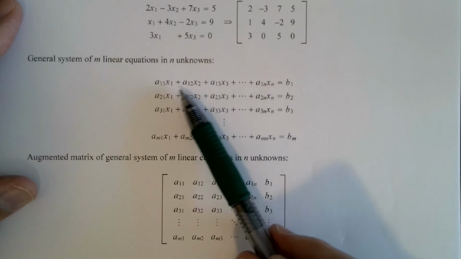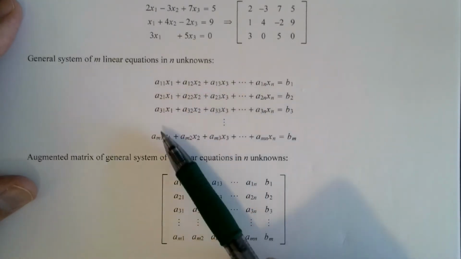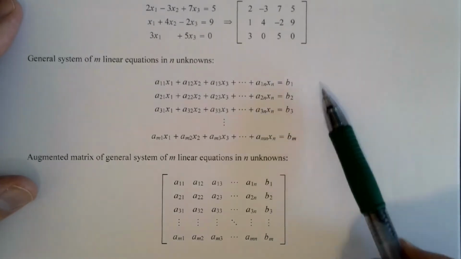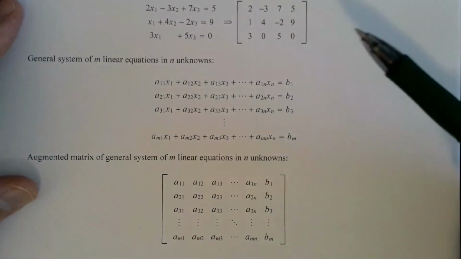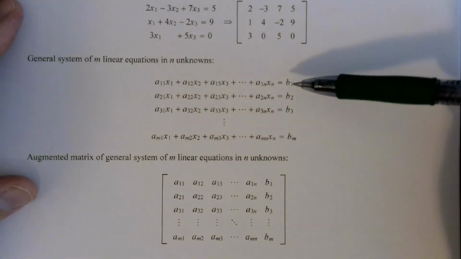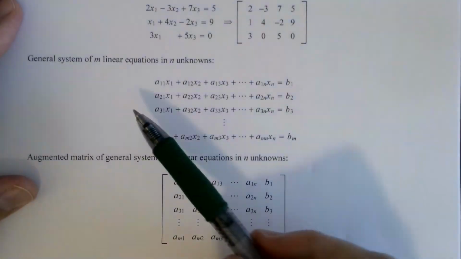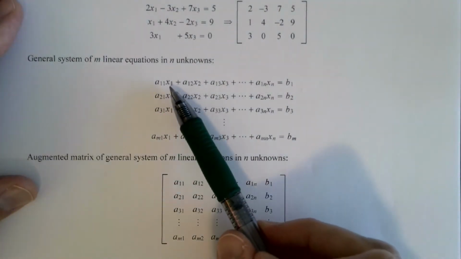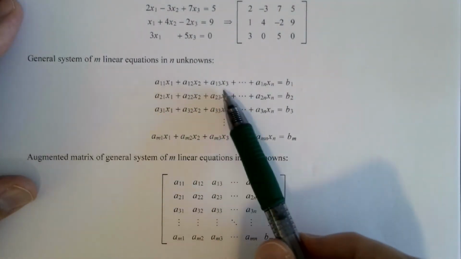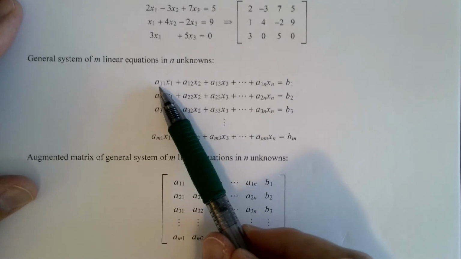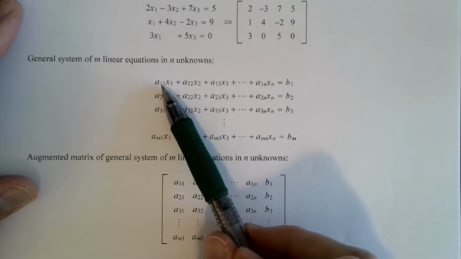The first equation here, all the way down to the mth equation is here. You can see that the subscript for the b's, which are the constants, corresponds to the equation number. The variables are x sub 1, x sub 2, x sub 3, all the way to x sub n. Do you see that? The dot, dot, dot means the pattern continues. And the coefficients, notice the a's, have a double subscript.